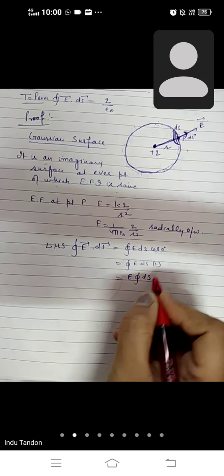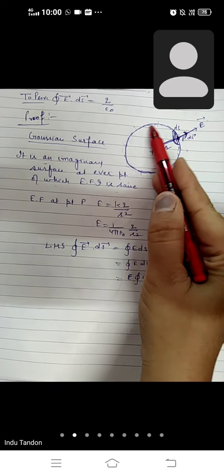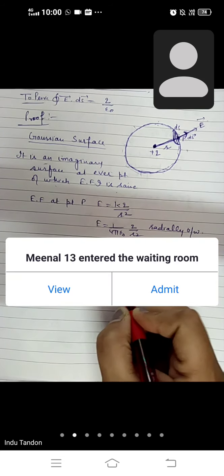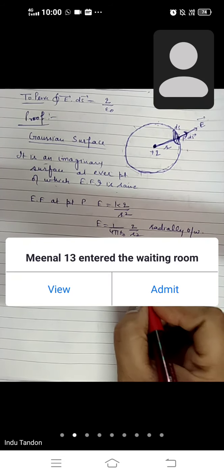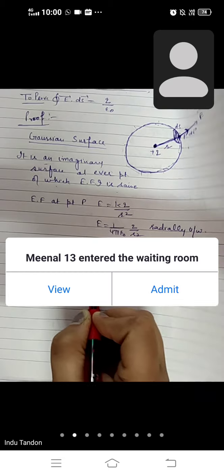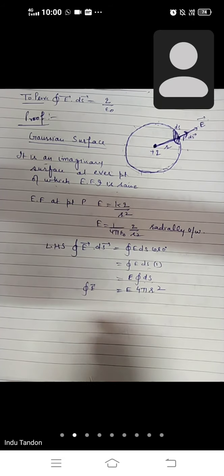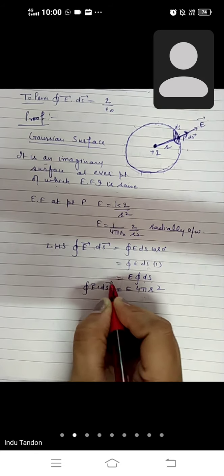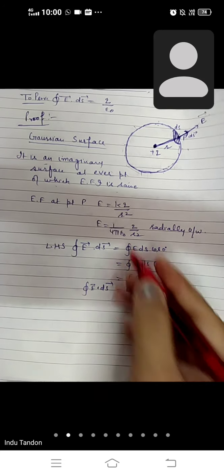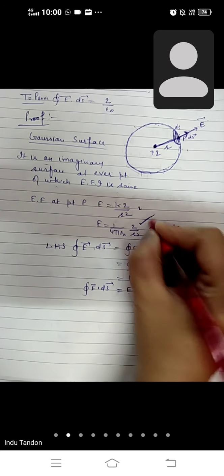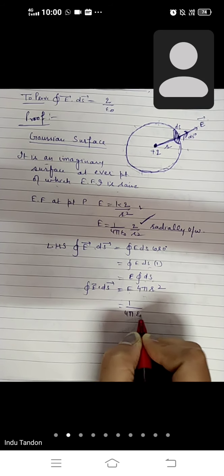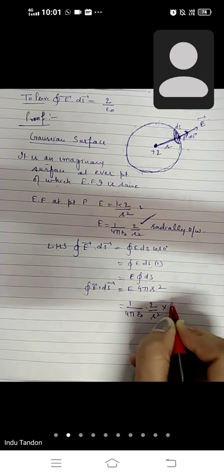It is the integral of ds. Now when you integrate over the whole surface, what is the surface area of a sphere? 4 pi r square. So E dot ds becomes E times 4 pi r square. Now put in the value of E from this equation: 1 by 4 pi epsilon naught, Q by r square, into 4 pi r square.